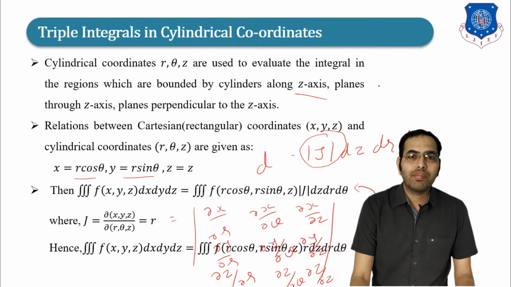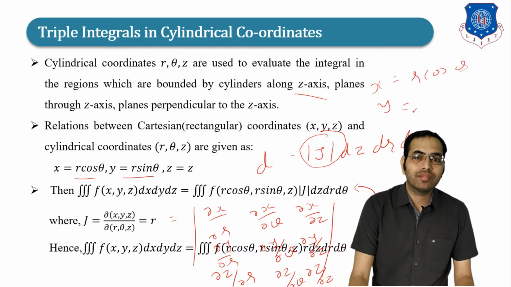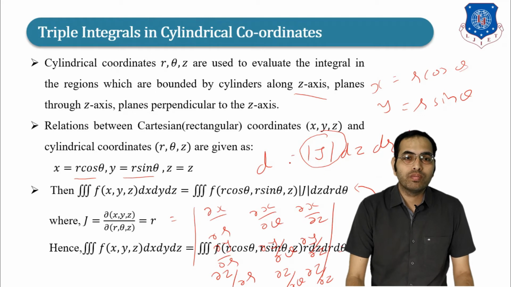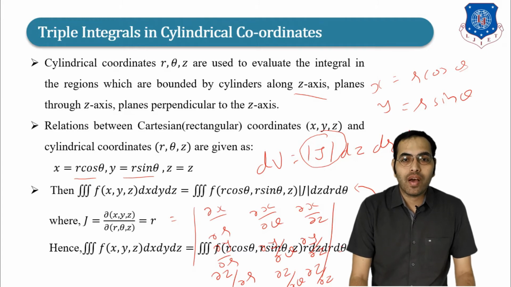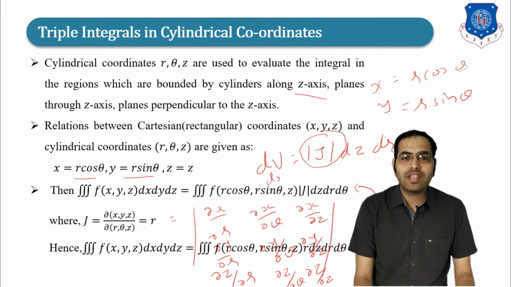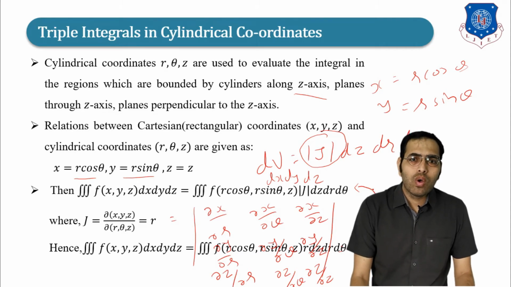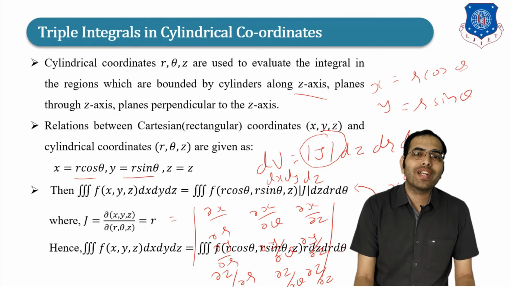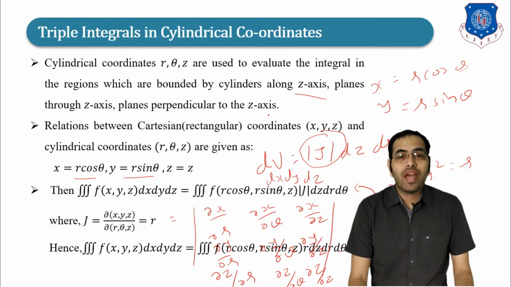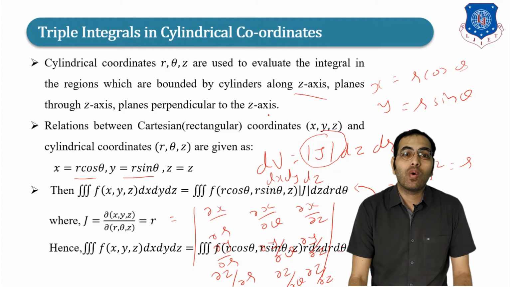In that case, replace x as r cos theta, y as r sin theta and z equal to z, and dv equal to mod J dz dr d theta, where the value of mod J is r, or dx dy dz equals mod J dz dr d theta. Now x square plus y square equals r square. We replace this value in our Cartesian coordinate system, converting to the polar coordinate system, and solve it easily.